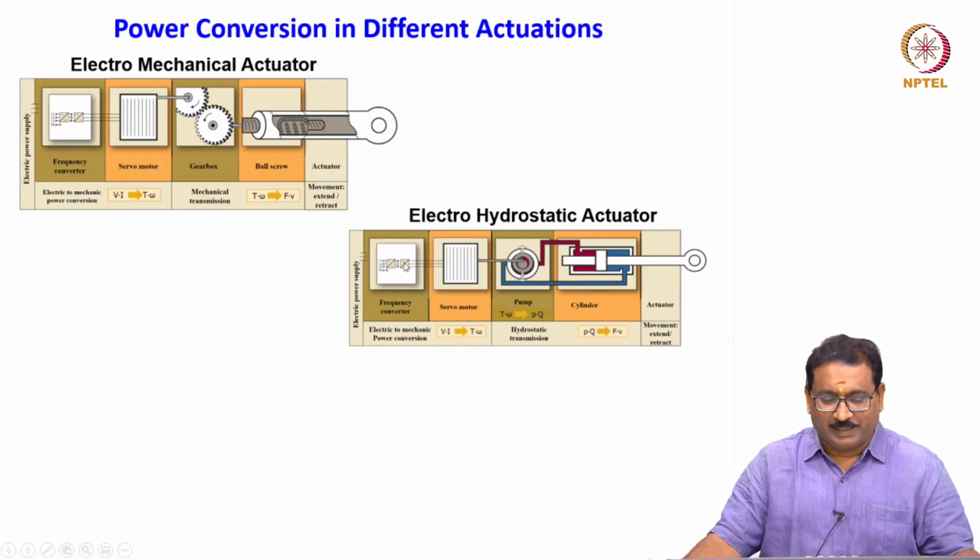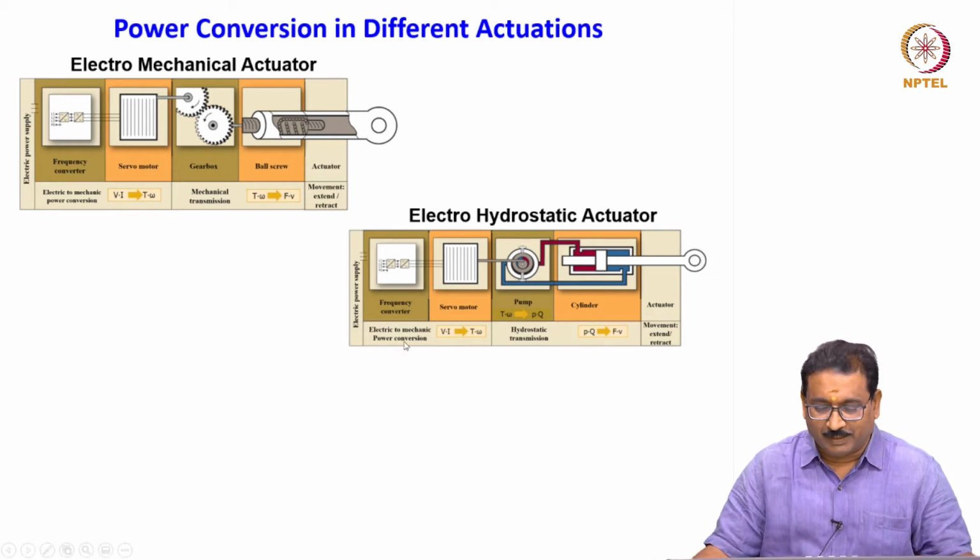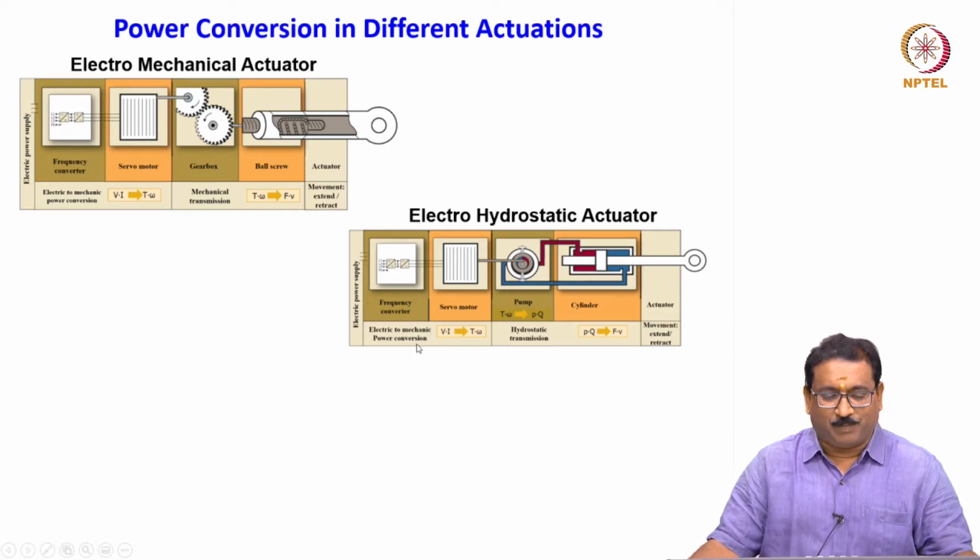Now we will see the electrohydrostatic actuator, friends, how it is. Here the frequency converter, servo motor, then a pump, and then your actuator cylinder, then it goes to the load. Here you will see the electric to mechanical power conversion, voltage and current as input, similar to the previous one, then torque and omega as output, which is used to drive the pump. In the hydrostatic transmission, P and Q are used by the actuator to convert into force and velocity.